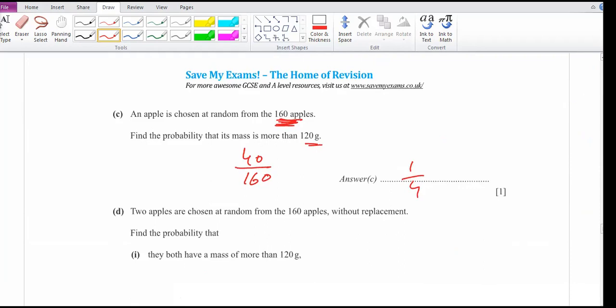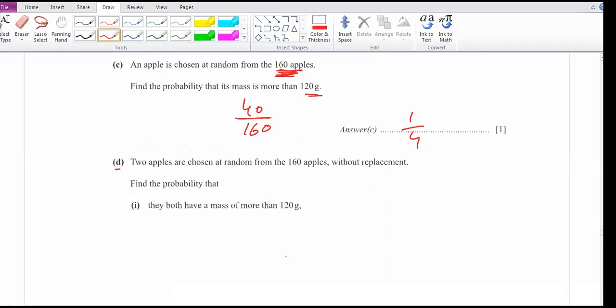Clear? Then part D is: 2 apples are chosen at random from 160 apples without replacement. Now this time we are choosing 2 apples, not 1, and we are not replacing them. So what you have to do is find the probability that they both have a mass of more than 120 grams. Now, how many are more than 120 grams? More than 120 grams are 40.